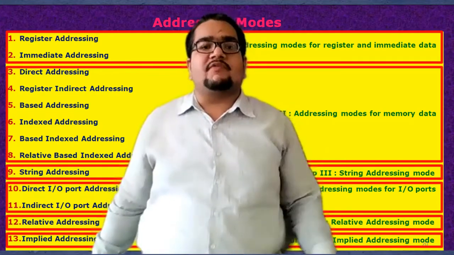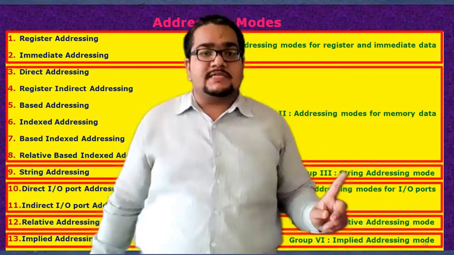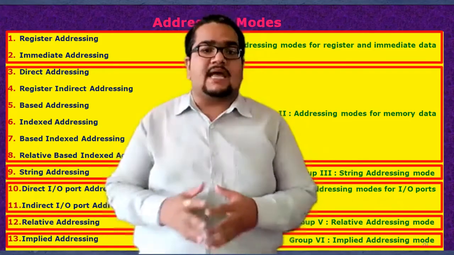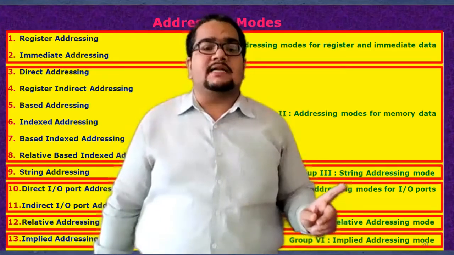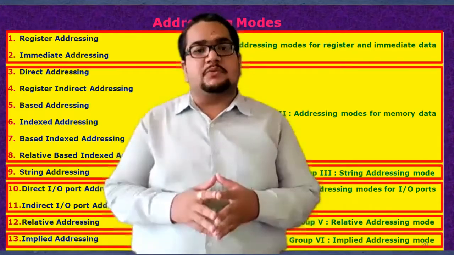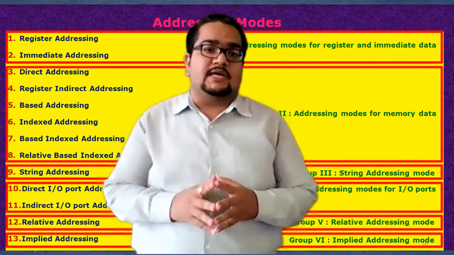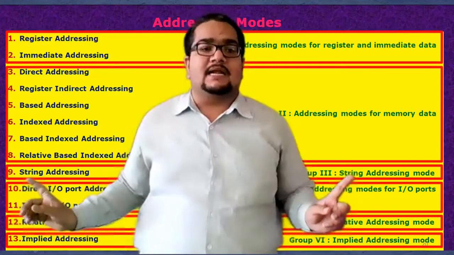The next group of addressing is the string addressing. This addressing is specifically made for string type of data, the data in which characters are there and not integers. So for that, dedicated addressing is there, and also, as we will see in our next coming class, dedicated instructions are also there. Dedicated instructions and dedicated addressing modes are for string handling.